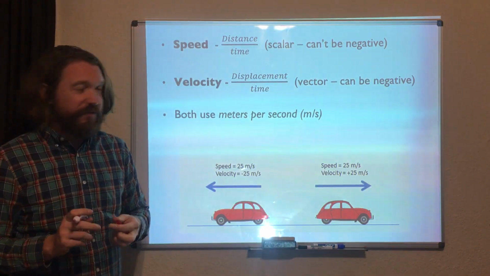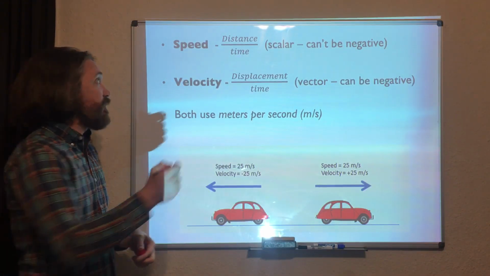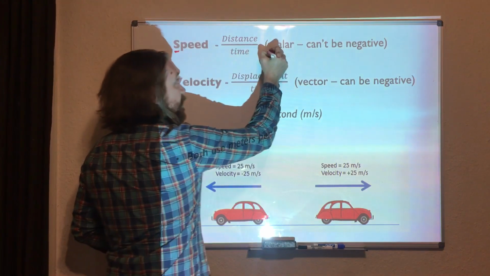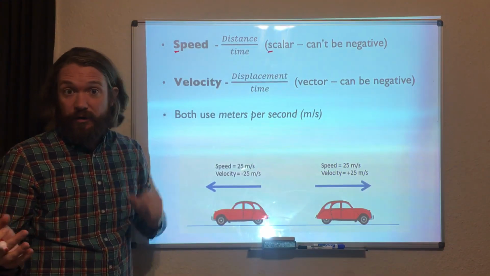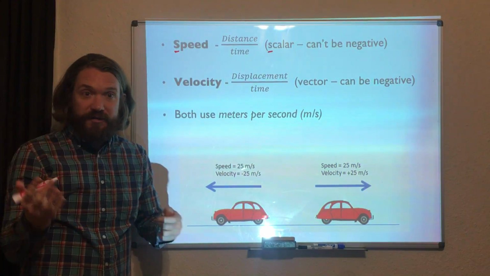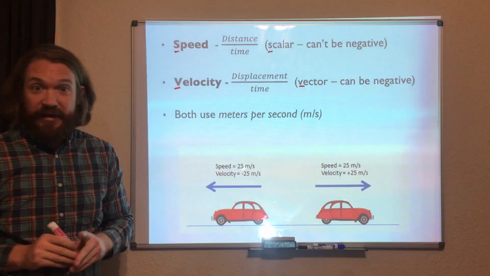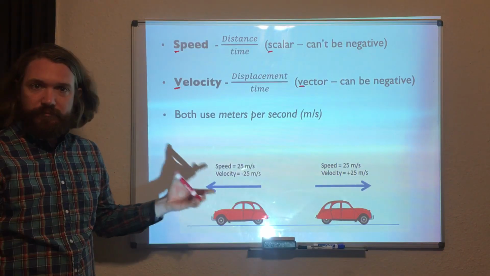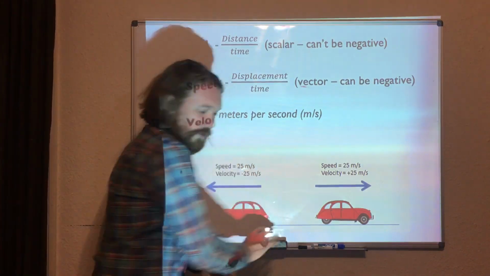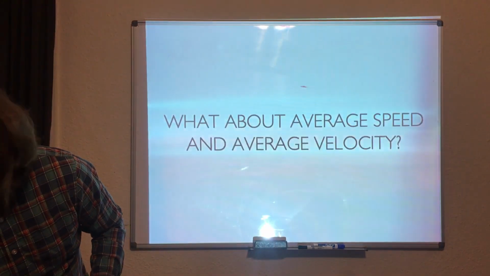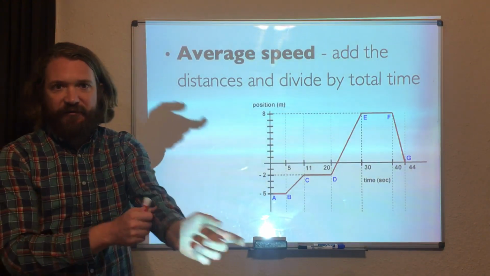Just a real quick tip here, the way that I remember scalar and vector is I remember that speed is scalar. Speed is never negative. Think about your car. The speedometer on your car is never negative. And velocity is a vector, meaning it can be negative. Hope that helps. So let's jump forward and look at these ideas real quick. We're going to talk about average speed and average velocity.